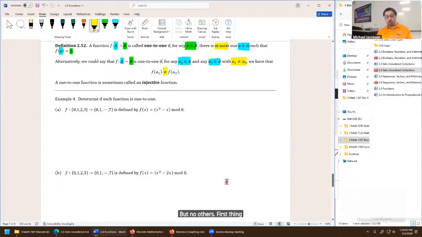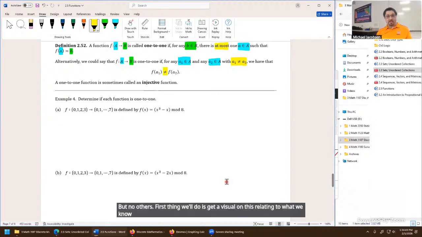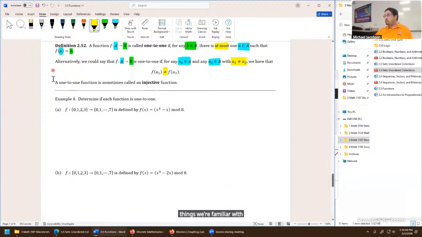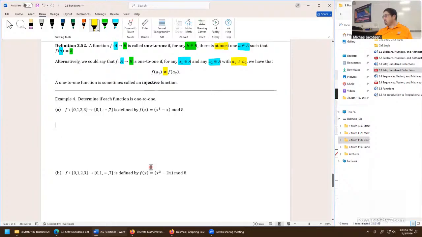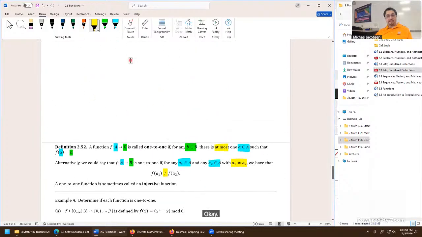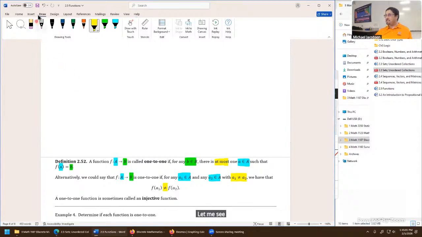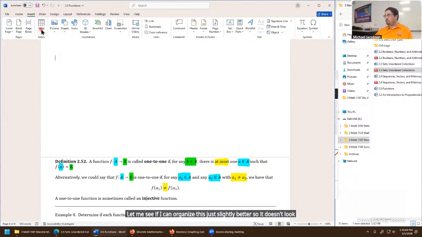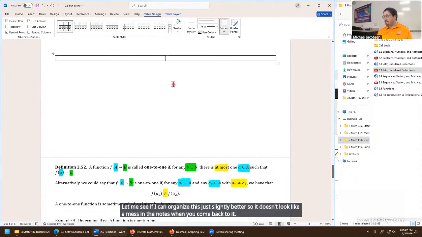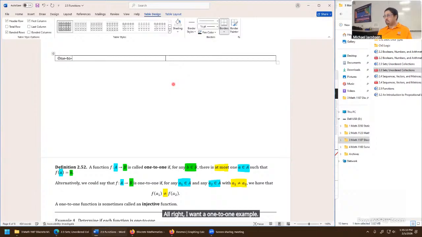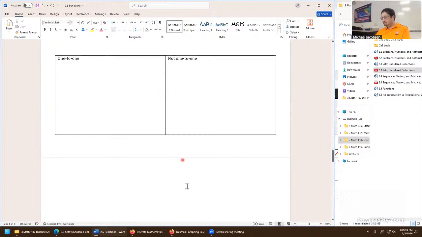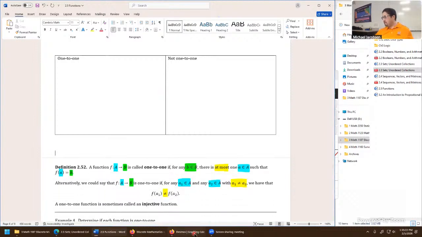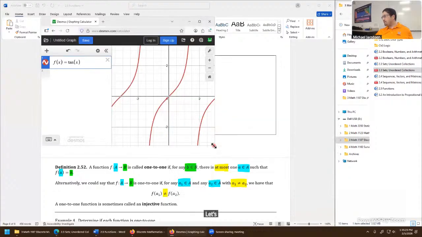First thing we'll do is get a visual on this relating to what we know. So pre-calculus kind of functions, things we're familiar with seeing. But any questions at the moment with just the definition? Okay, we'll put our graphs up here when we take a look into them. Let me see if I can organize this just slightly better so it doesn't look like a mess in the notes when you come back to it. All right, I want a one-to-one example. And I want a not one-to-one example. Let's bring on the graphing calculator.